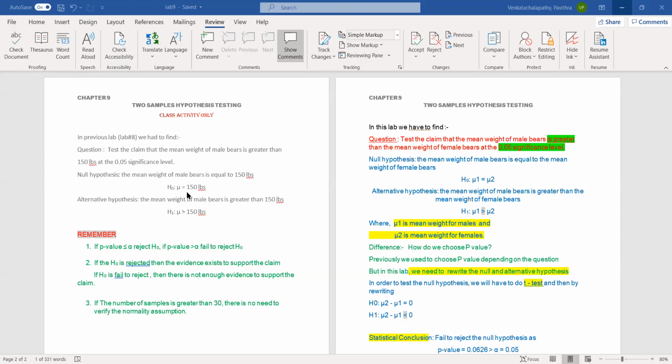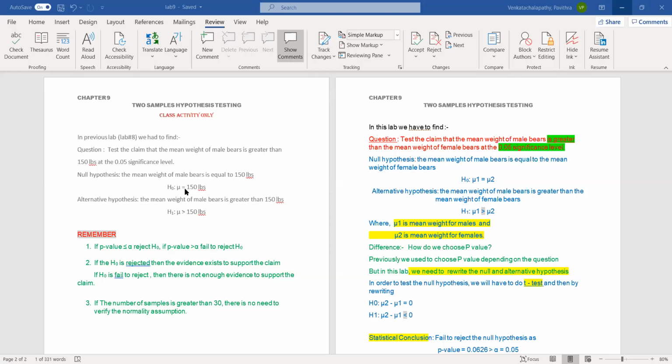That is, mu is equal to the hypothesized value 150, right? But I have seen in most of the assignments that the students have represented the null hypothesis wrongly. They have used symbols like greater than, less than, in this null hypothesis, which is completely wrong. That makes your answer completely wrong. The null hypothesis will always have this symbol, that is equal to, irrespective of the question.